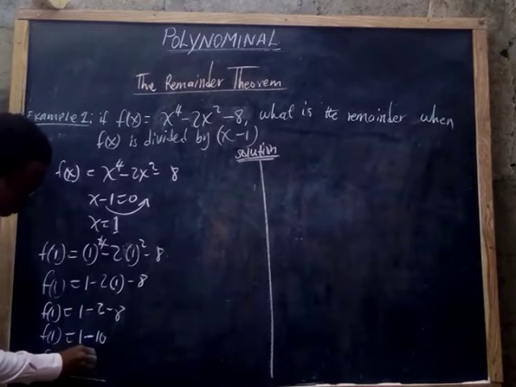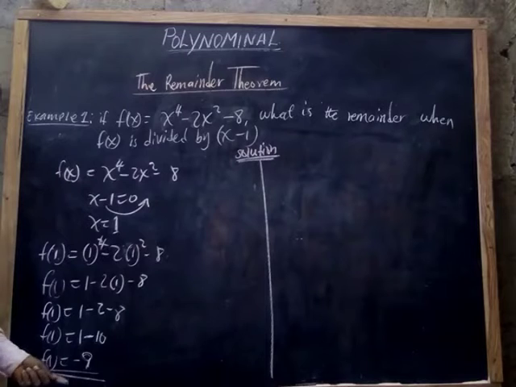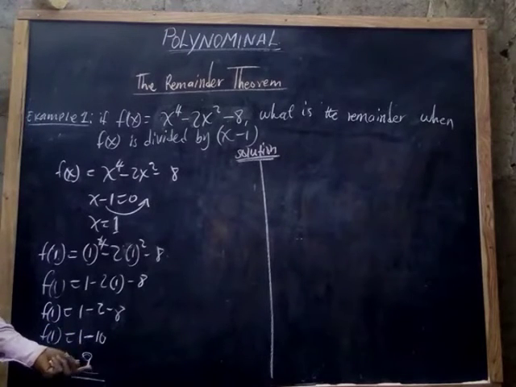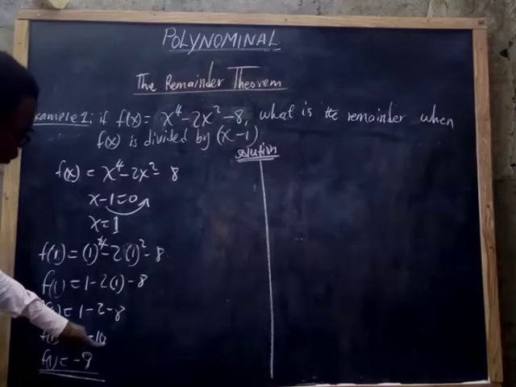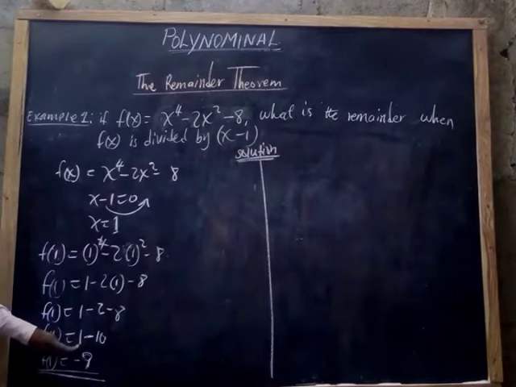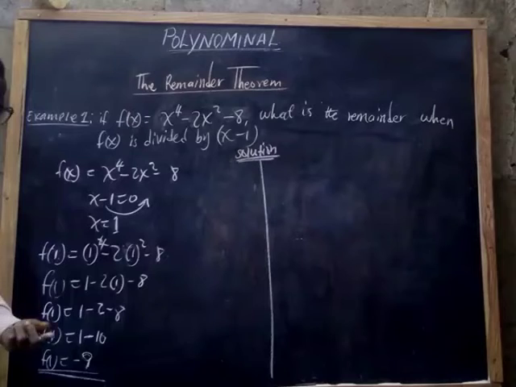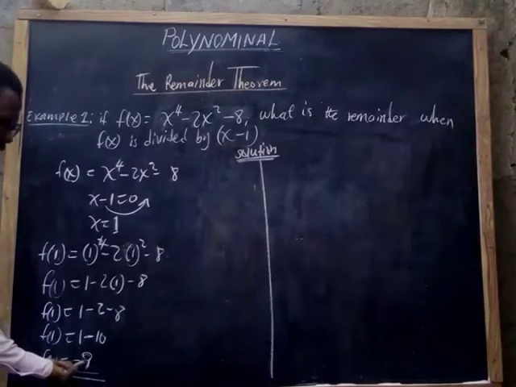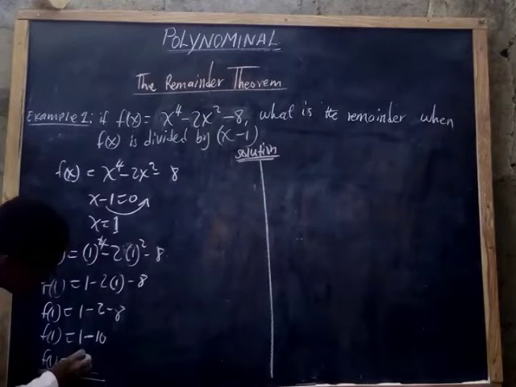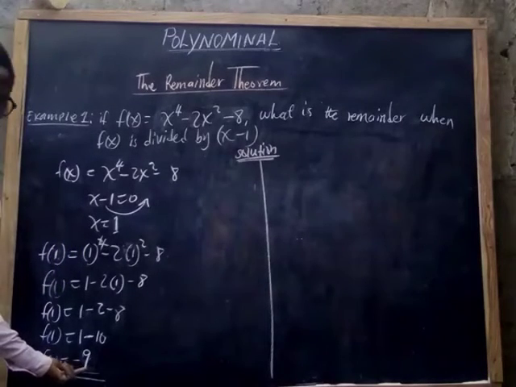Do you see? Good. So now anytime you want to subtract or add numbers with different signs, you are supposed to always take the bigger number's sign and subtract. What is the bigger number between 1 and 10? It's 10. So what is the sign of 10? It's minus. So you take minus. 10 minus 1 is 9. So the answer is minus 9. That's how come we got minus 9.